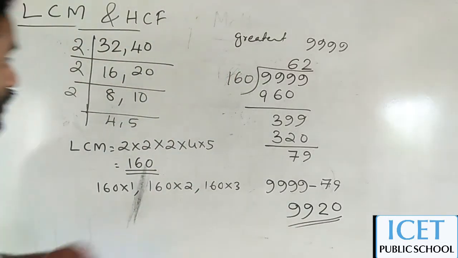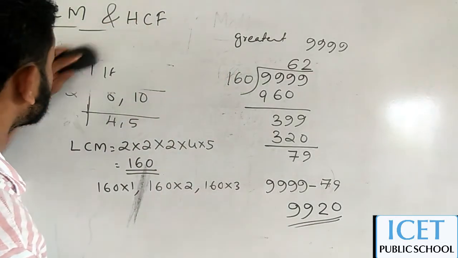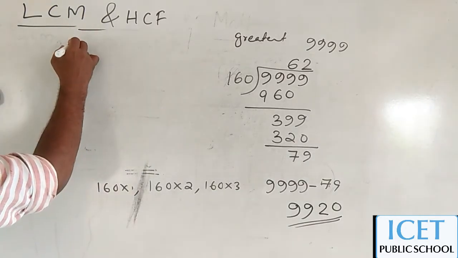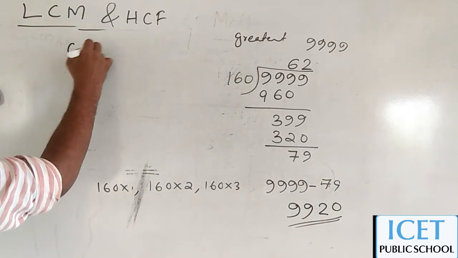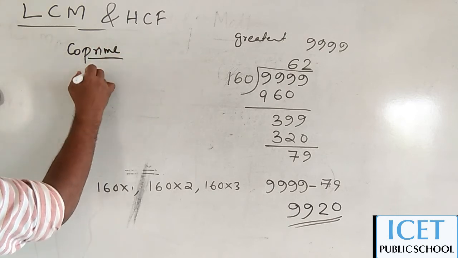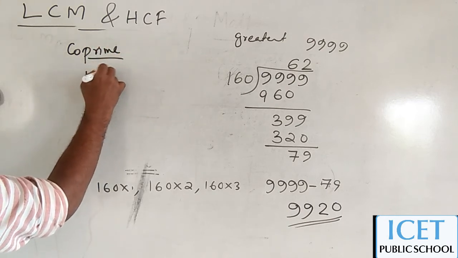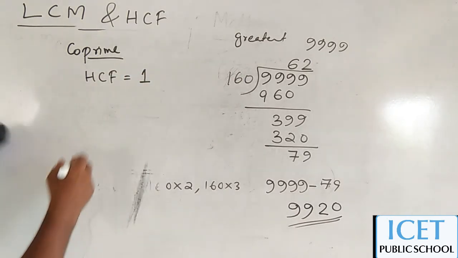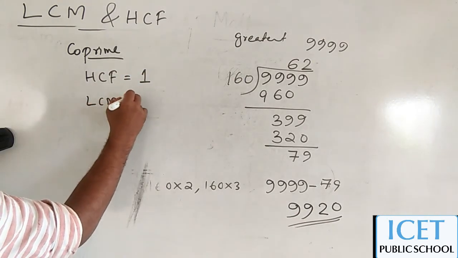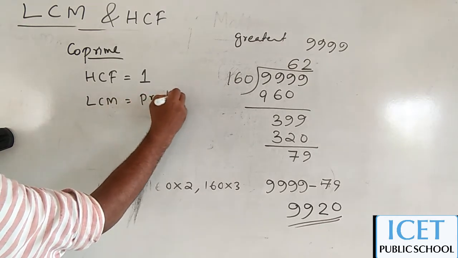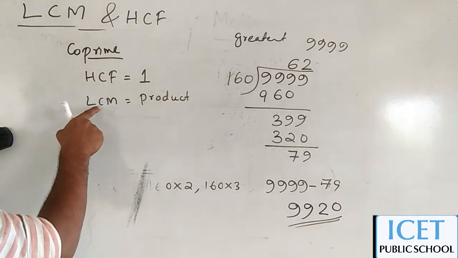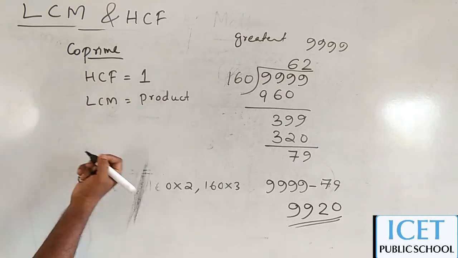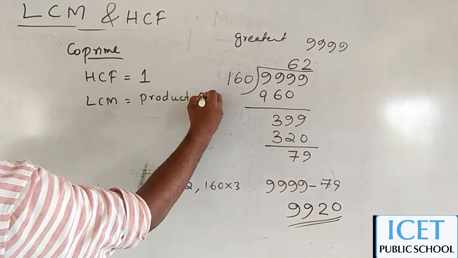Okay, we have to write one more thing. Listen. What is LCM and HCF for co-prime numbers? In the case of co-prime numbers, what is the HCF? 1. HCF is 1. LCM is the product of the numbers. We already know LCM into HCF is the product of the numbers, but here HCF is 1. So definitely LCM will be the product of the numbers.